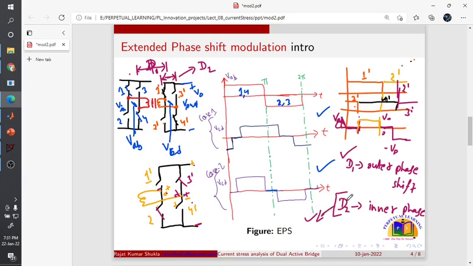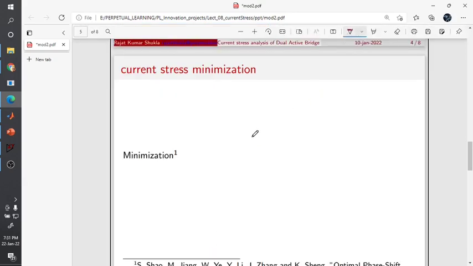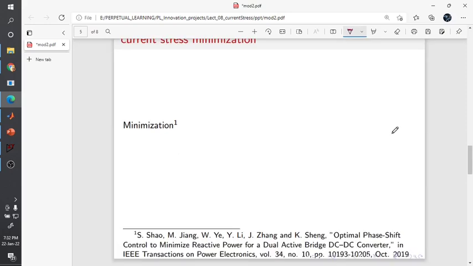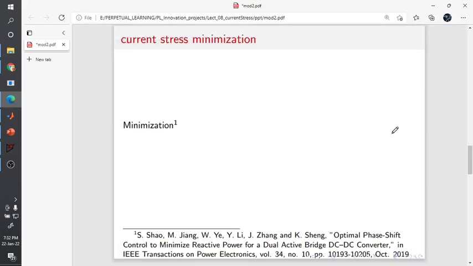Suppose you are changing D2 in that fashion, then you can select case 1 or case 2 accordingly, depending on whether you want to reduce the current stress or have another objective. So now the question is how you will minimize the current stress, right?